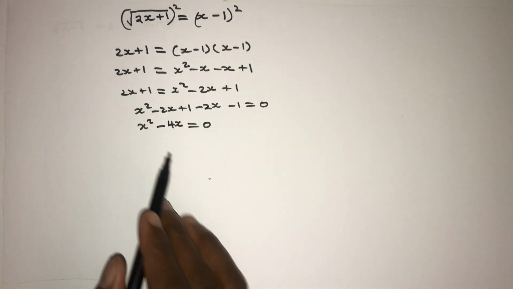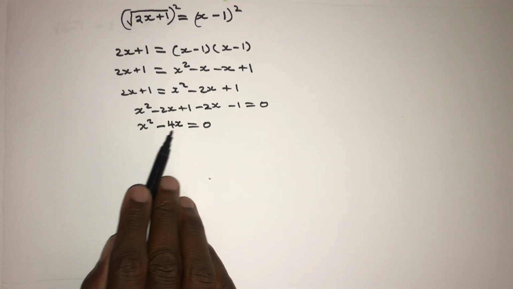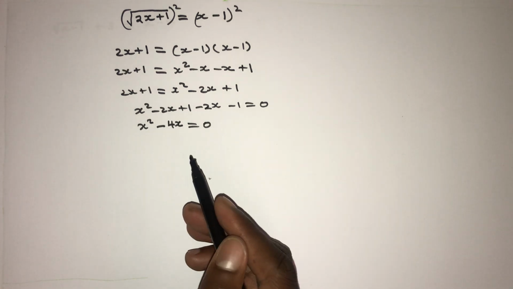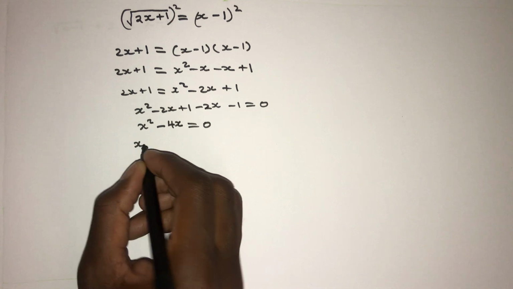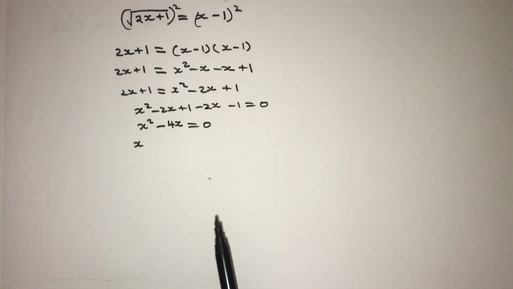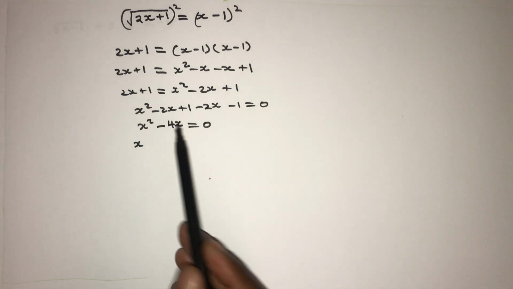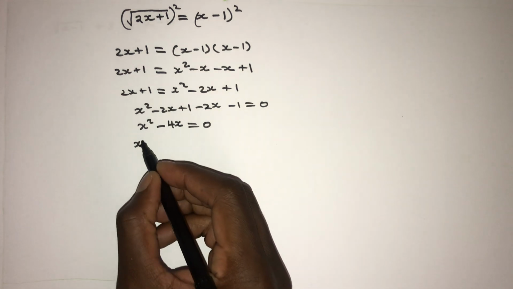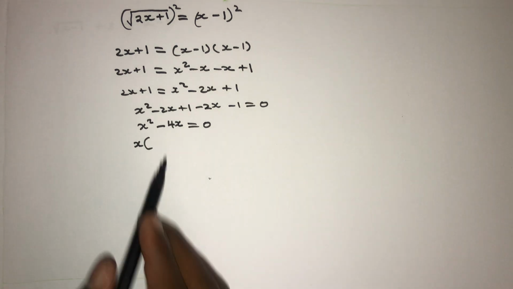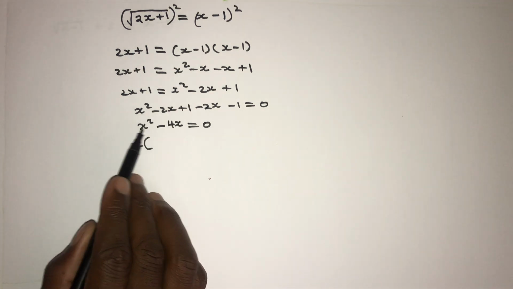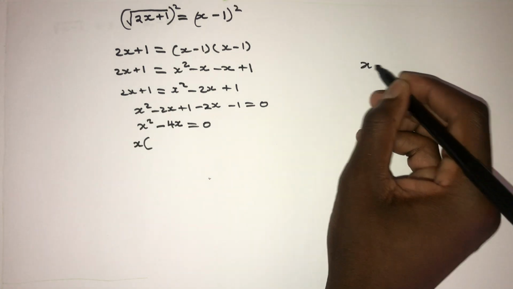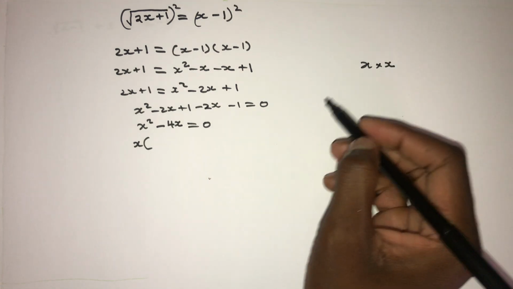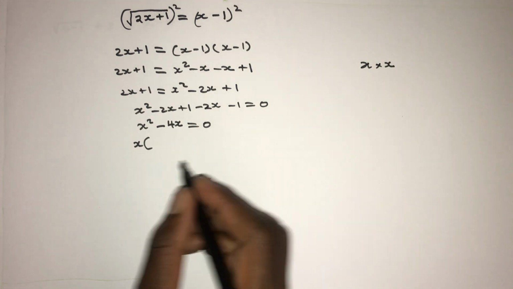So now let's check. We have x squared minus 4x. We have x on both sides. So let's take x as the common factor, because x is common. If you check, there is x, there is x. So x is common, that's why we call it a common factor. So we factor it out. Then here, since it's x squared, that means it's x times x. So when you take out 1 x, we'll be left with x.